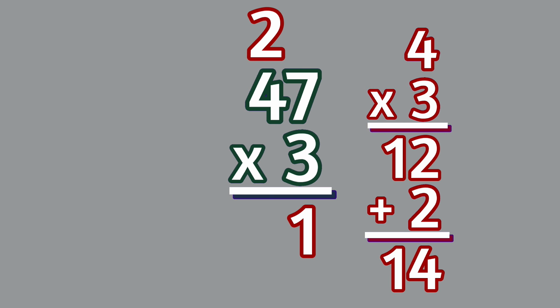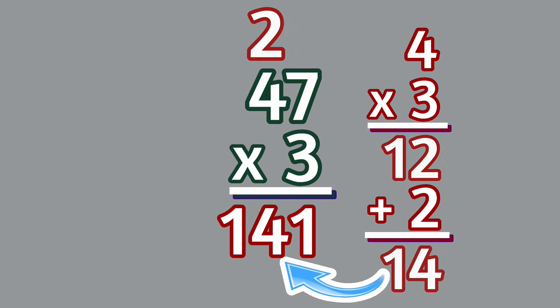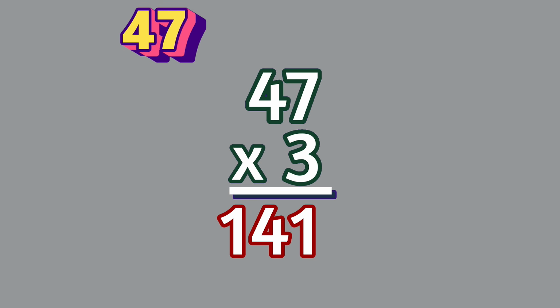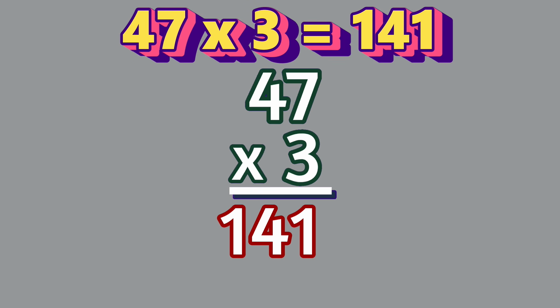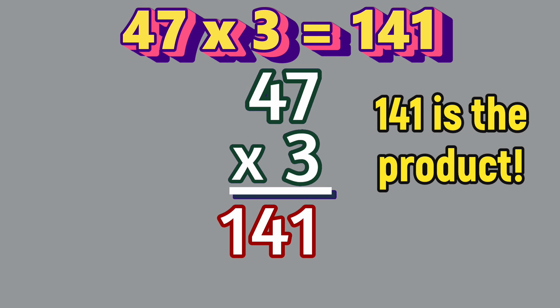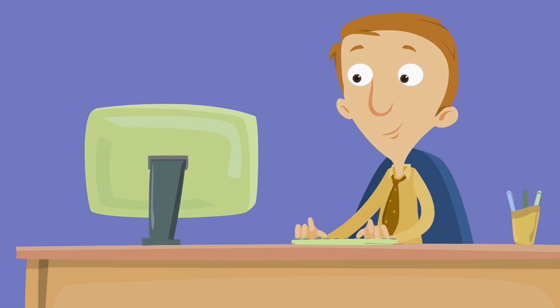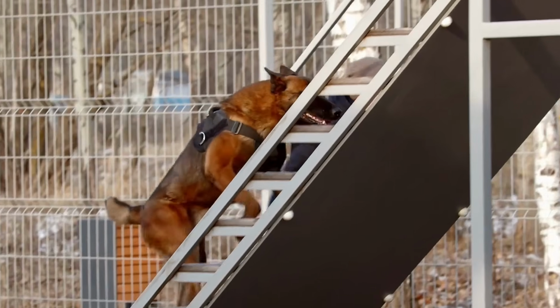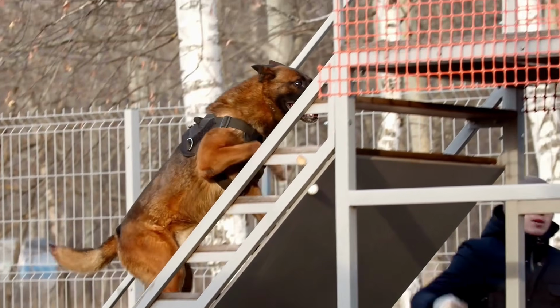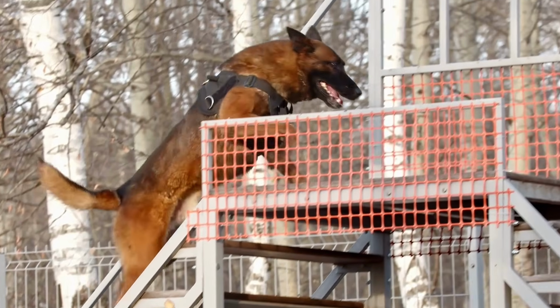We write 14 down here, and we have our final answer. 47 times 3 equals 141. 141 is the product. You are doing an amazing job. Now you know everything you need to multiply two double-digit numbers. We'll take it one step at a time, and you'll see it's not as tricky as it looks.